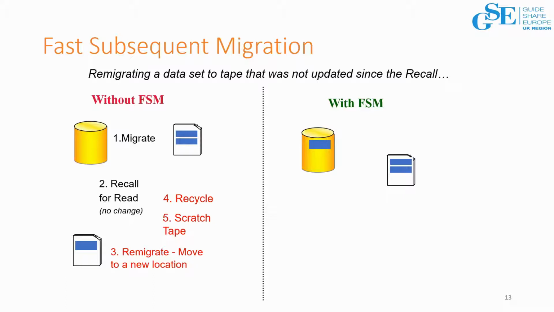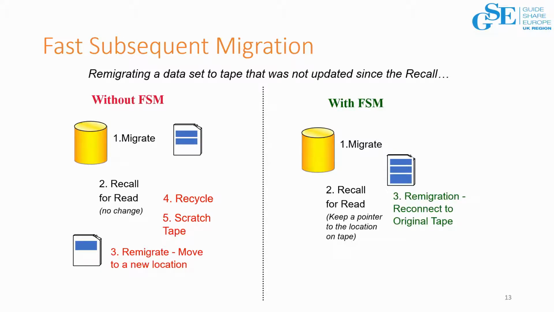But here on the right, you can see what happens when FSM is enabled. As before, a data set's migrated, and then it's recalled to be read. However, this time you can see HSM keeps a pointer to the location on the tape. So when it's available for migration again, and if it hasn't been updated since the recall, HSM can simply reconnect to the original tape and update the catalog without performing any data movement.